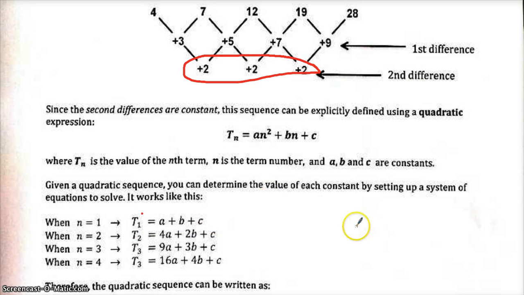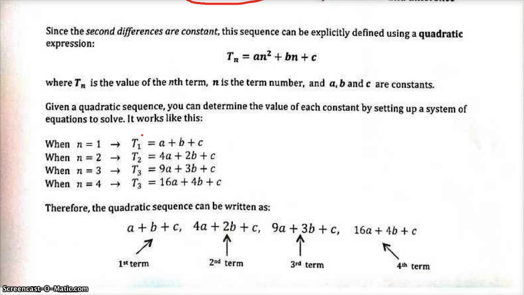So we can set up a system of equations to figure out what the relationship is between each term. So in our second term, we plug in a 2 for n. So 2 squared is 4, so we get 4a plus 2 times b, which is 2b, plus c. And we can continue that pattern, plug in a 3 for n, 3 squared is 9, so we get 9a plus 3 times b plus c, etc.